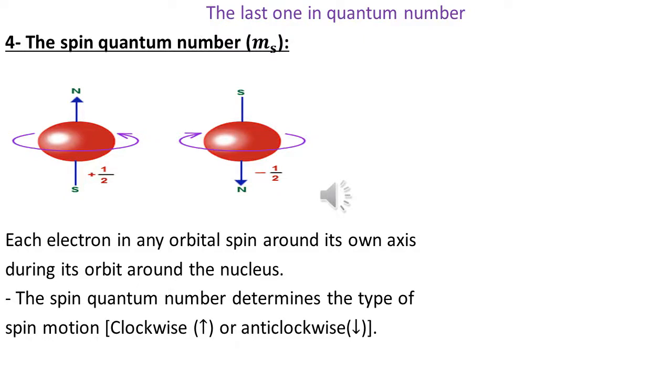Today I'll talk about the last one in the quantum numbers and the distribution of the electrons. The last one is the spin quantum number, symbol ms. Each electron in any orbital spins around its own axis. The spin of the electron may be clockwise or counterclockwise. If the spin motion is clockwise, the arrow is at the top, and if the spinning of the electron is anti-clockwise, the arrow of the electron is at the bottom.